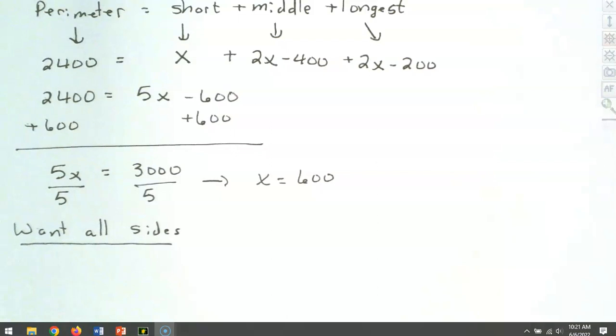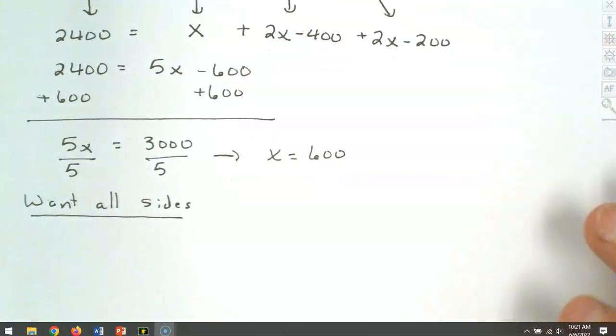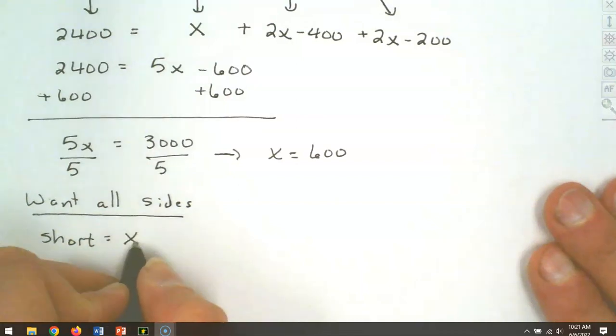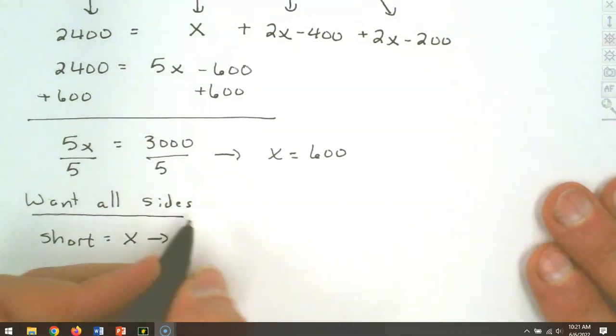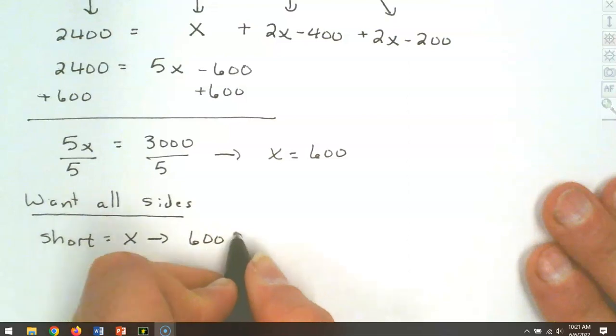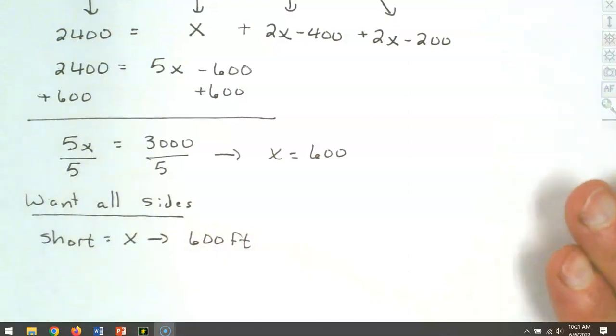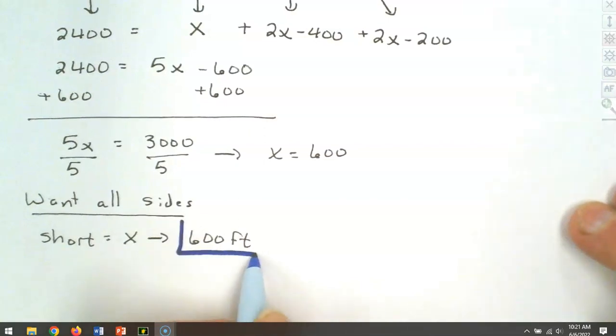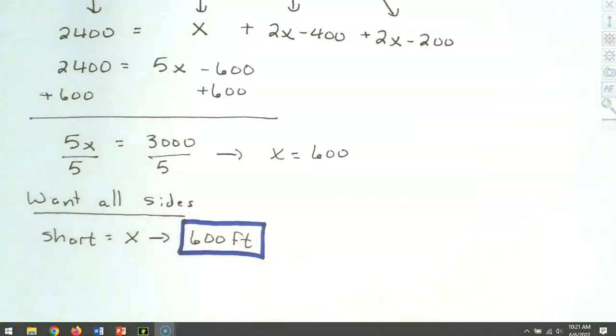Now we're going to fill it in, and now we're going to use our units. So the short side, well, that was x. So the short side is easy. And it was in feet. So the short side is going to be 600 feet because our problem had feet in it for the perimeter. So our answers are going to be in terms of feet.